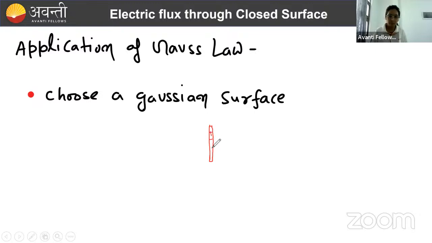So here charges are distributed like this, and this is infinitely long. So whatever configuration is given, the first thing you have to do is draw the electric field lines. If this is positively charged, it will go out like this. And since it is infinite, the electric field lines will be straight.